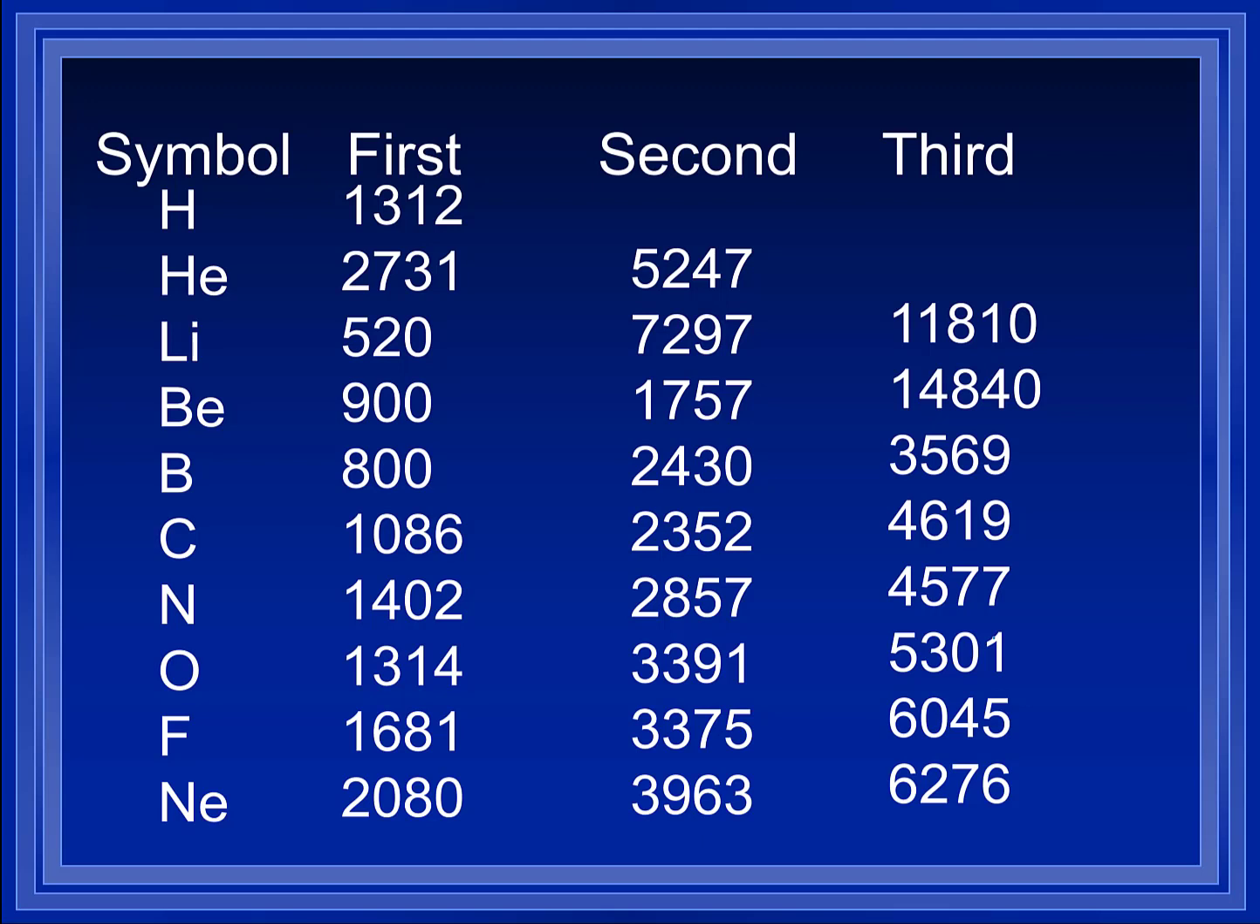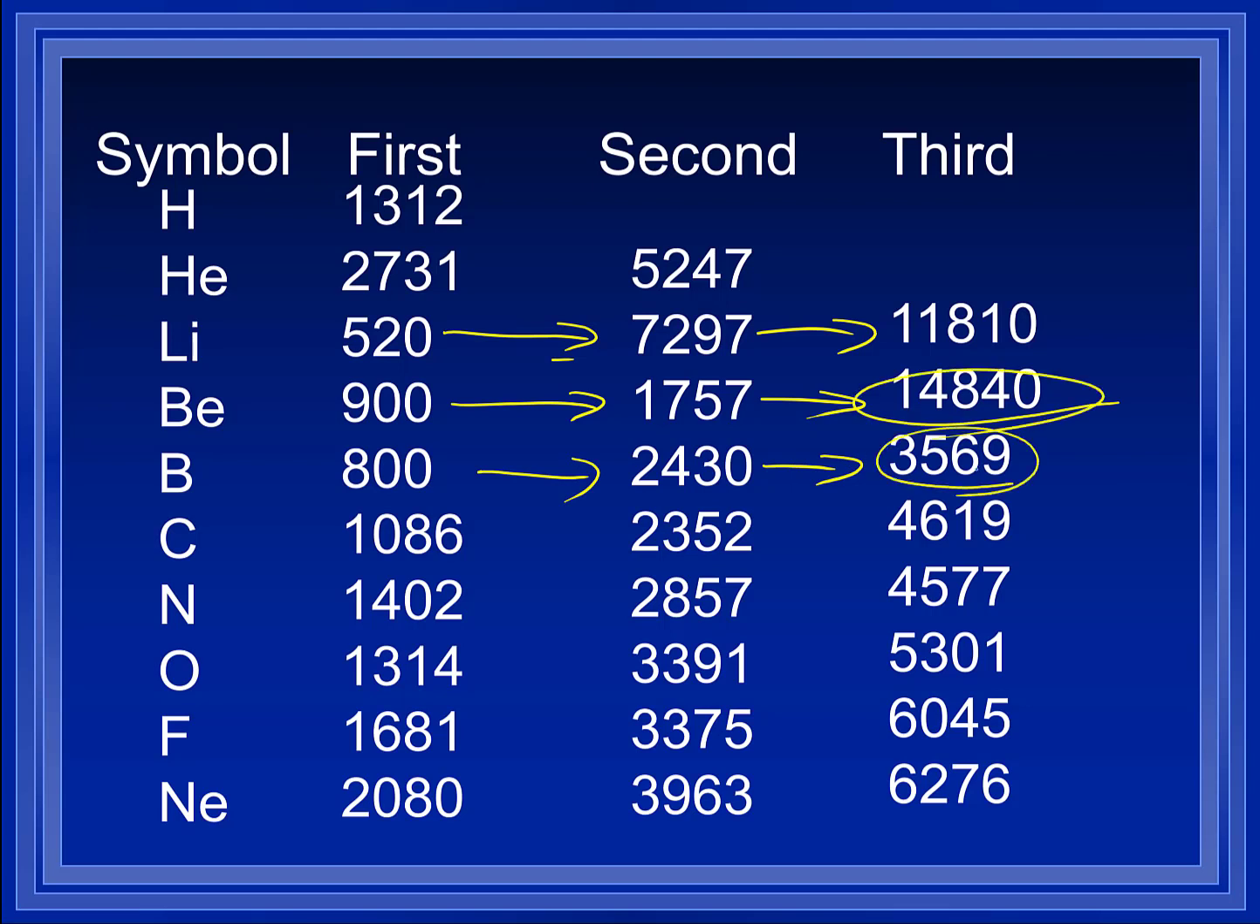This is kilojoules. Okay, but if you look, there's no second ionization energy for hydrogen. Why? You can't take off a second electron from hydrogen because it only has one. But if you'll notice that if you go across, they always get bigger. But it's not quite here. It's 12,000 times bigger. Here, it's not even twice.